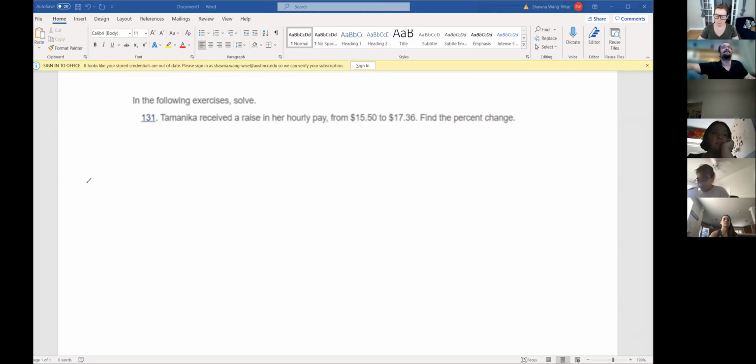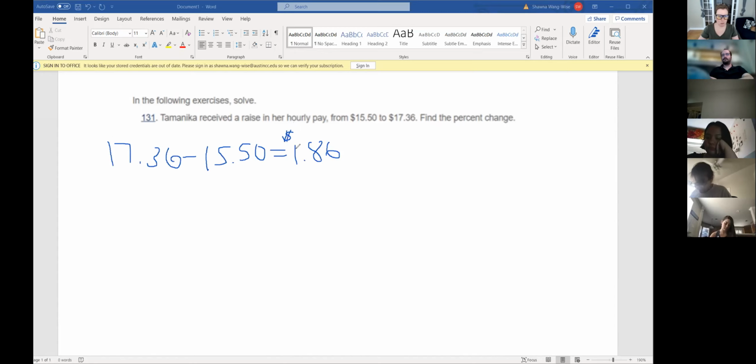Tamika received a raise from 1550 to 1736. I took the 1736, subtracted 1550 to find the change in her wage, which was $1.86. I took that $1.86 and divided it by 1550. That equaled 0.12. I multiplied that by 100, and that equals 12%.